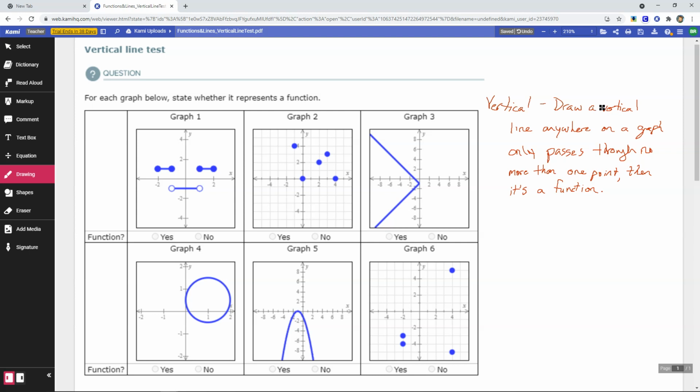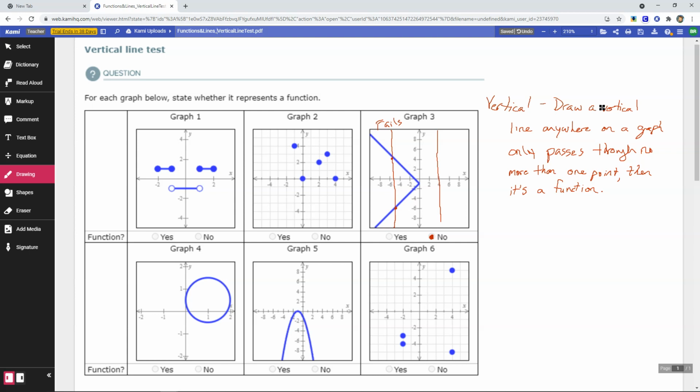Notice that if I draw a vertical line on this side of the graph, it doesn't pass through any points, so that's okay. But if I draw a vertical line on this side of the graph, where you see the actual relation, notice that it passes through 2 points. It passes through a point here and a point here. Therefore, it fails the vertical line test and it is not a function.